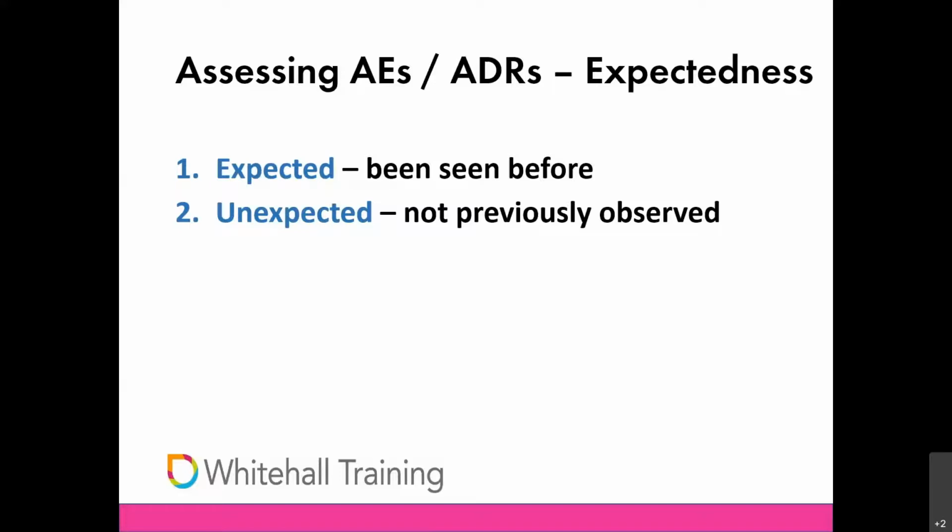Now, for a medicinal product that's under investigation, so it's not yet approved, it's the investigator's brochure that's used to assess expectedness. For a product that's approved, it's the packaging insert or summary of product characteristics used to assess expectedness, and those are usually abbreviated to the SPC or SmPC, summary of product characteristics.